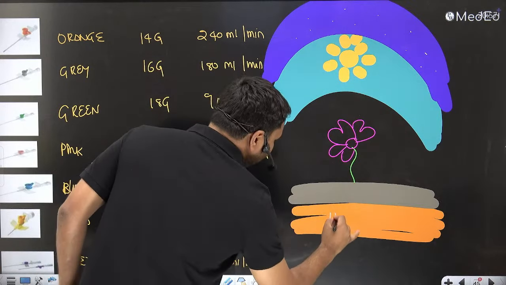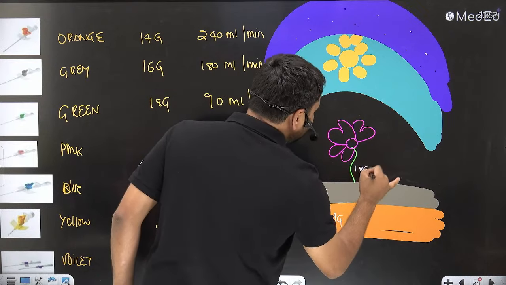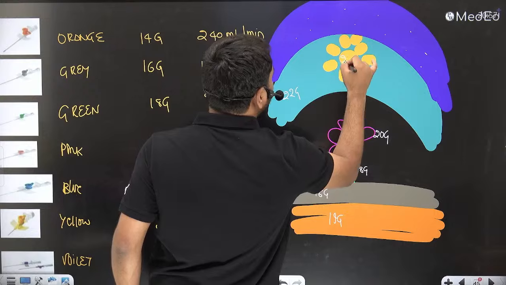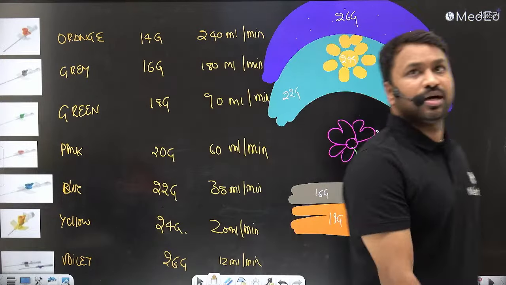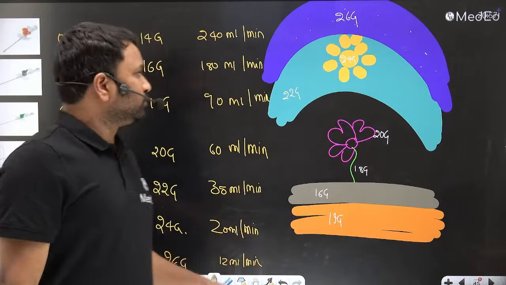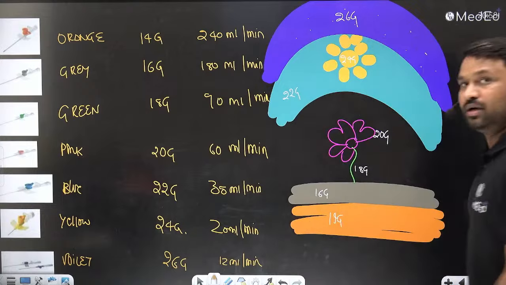Orange is your 14 gauge. Gray is your 16 gauge. Green 18 gauge. Pink 20 gauge. Blue 22 gauge. Sun is 24 gauge. Violet is your 26 gauge, right? So this is how you're going to remember the entire components of the cannulas, their flow rate and their color code.